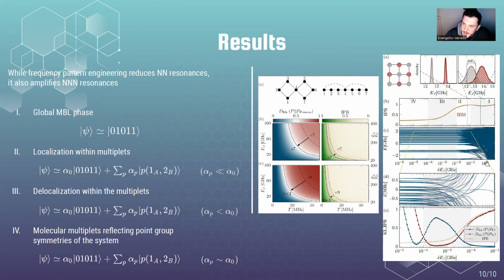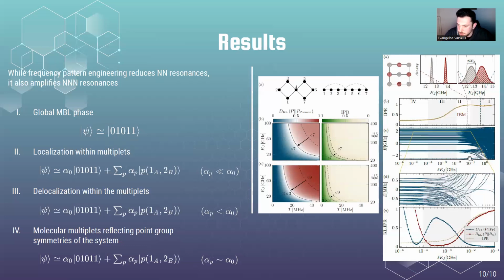On the far right, for very strong disorder, we have the full MBL phase. All of the states are localized, and we can think of it as the eigenstates basically being very close to the zero coupling eigenstates.